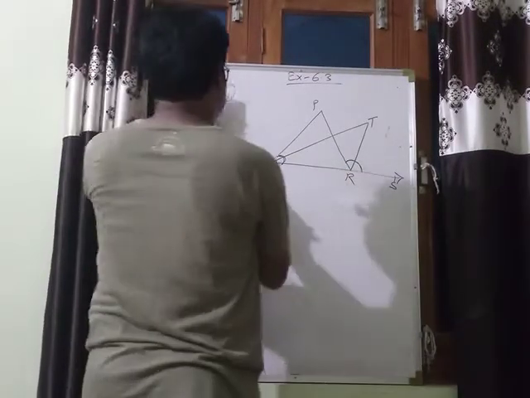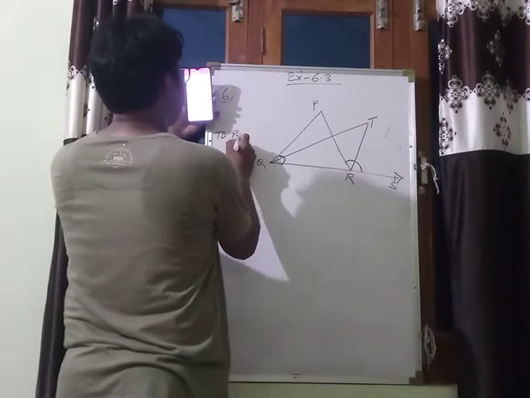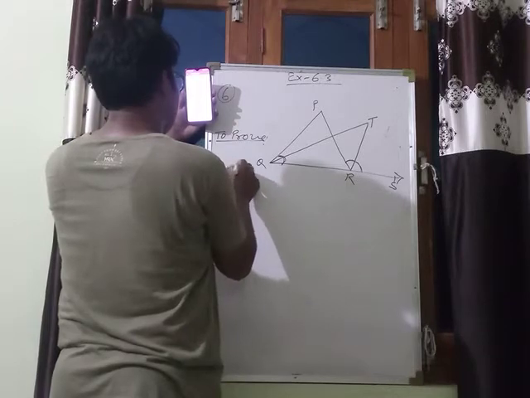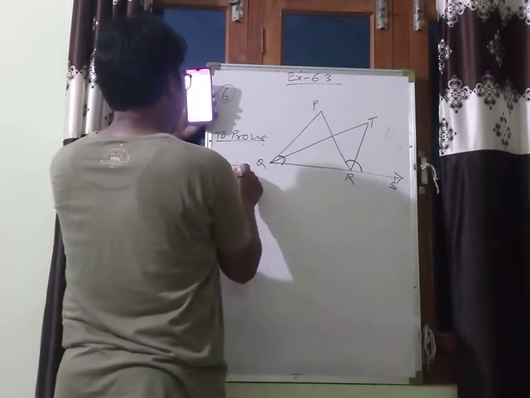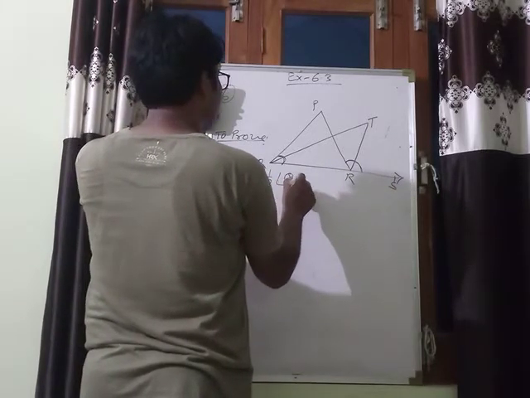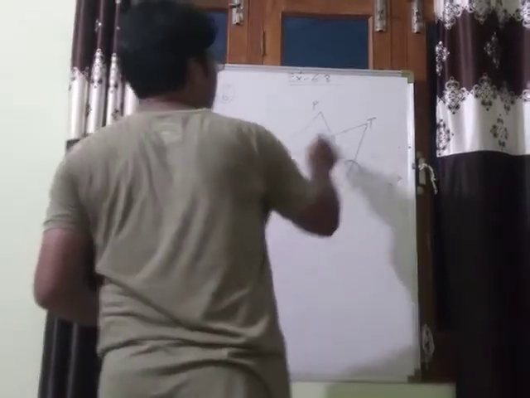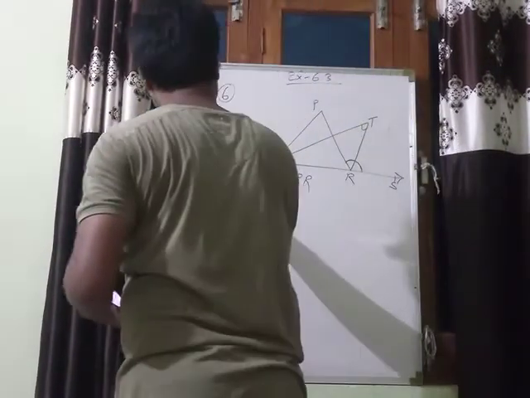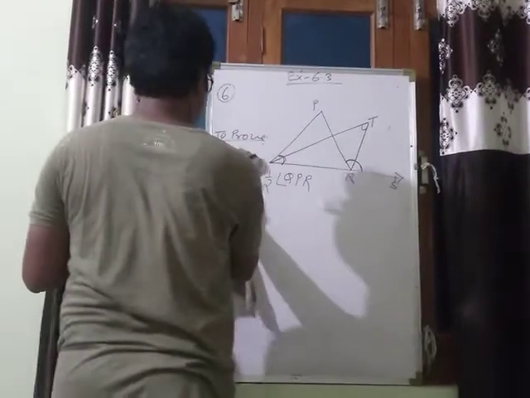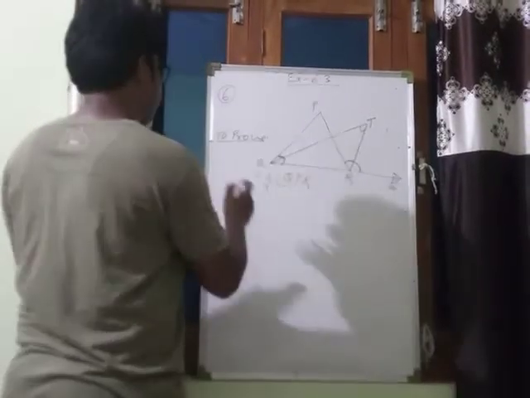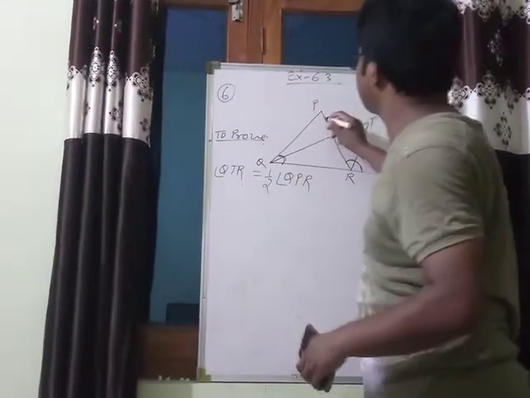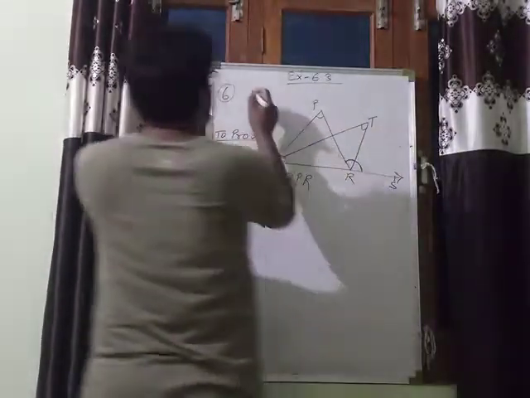Then prove that. To prove, what we have to prove? To prove angle QTR is equal to half of angle QPR. This QTR, this one, QTR is equal to half of QPR. And what is given here? See everyone, what is given here?